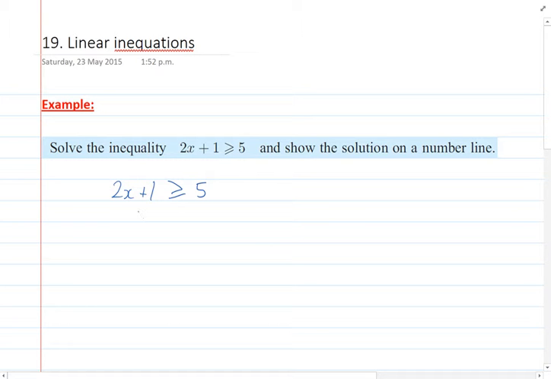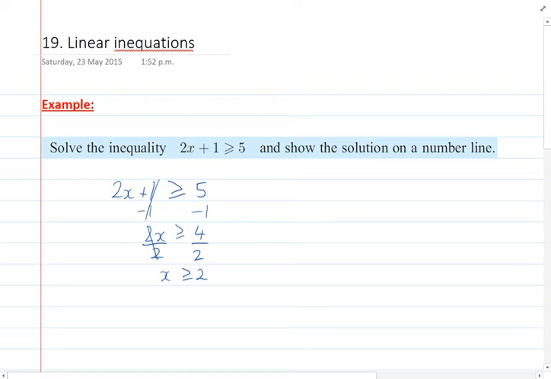So I'll start by subtracting 1 from both sides, and so they cancel out, and we have 2x is greater than or equal to 4, and then we will divide both sides by 2, and so we're left with x is greater than or equal to 2.